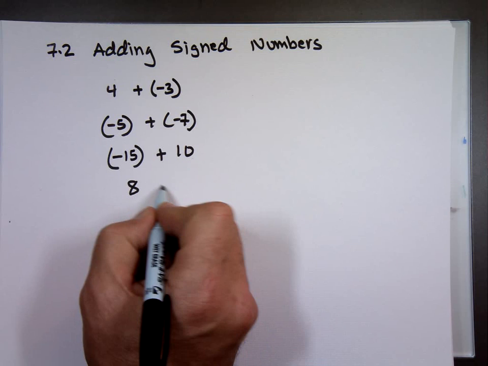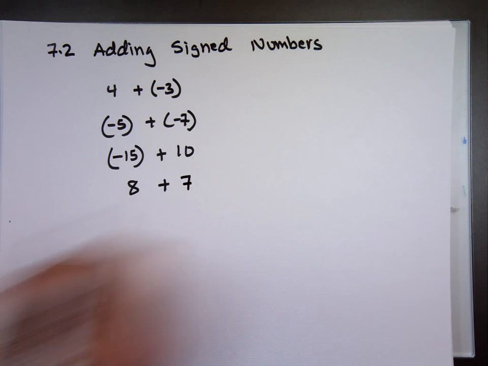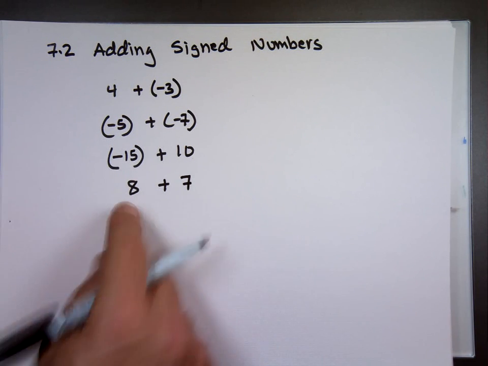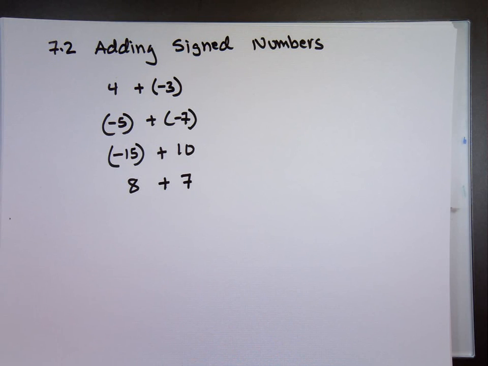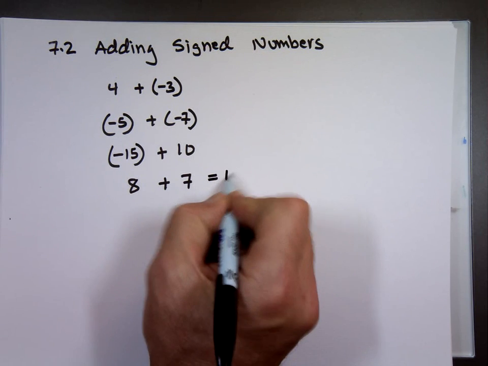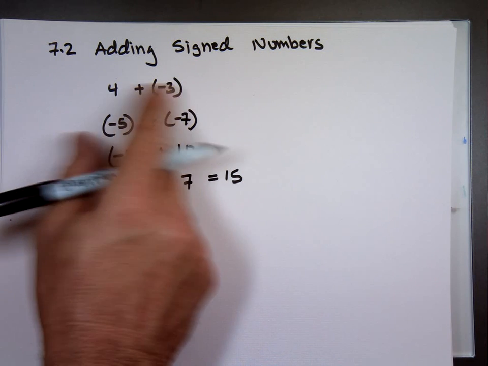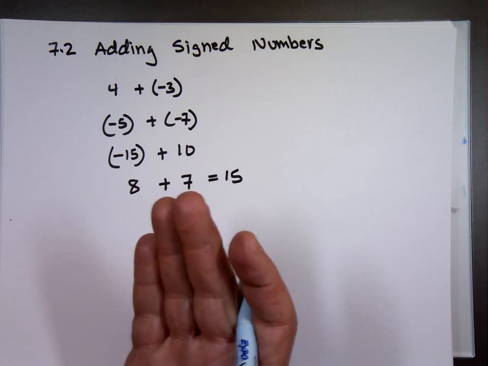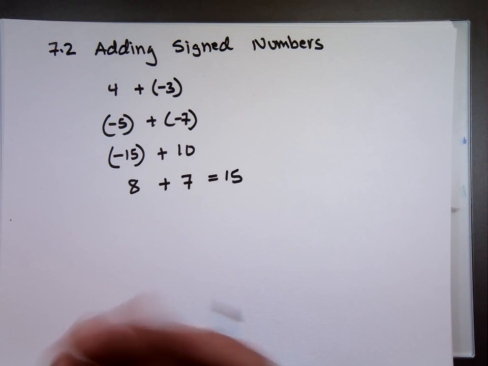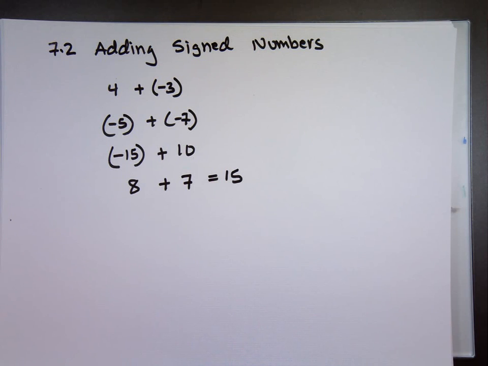What's 8 plus 7? We can answer one question right now, 8 plus 7. We should know the answer to that. That's 15. We've done that, but we never dealt with positive and negative numbers. So how do we add when you have positive and negative numbers? And the rule is straightforward. Here we go.